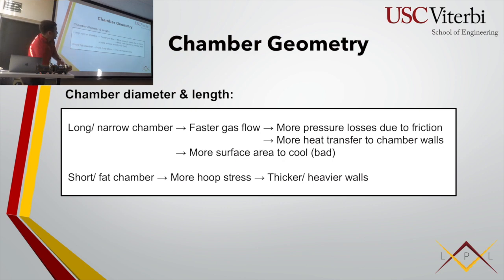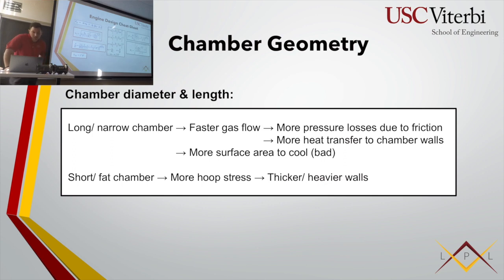So you'll have more pressure loss due to friction, more heat transfer in the walls. So that means you're going to have more surface to cool, right? So you need more cooling. There's a longer surface to cool. And then short and fat means higher hoop stress, so you need to have thicker walls. So these are kind of the trade-offs between what we want.